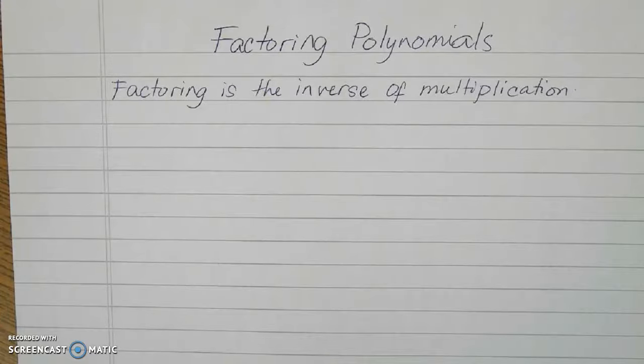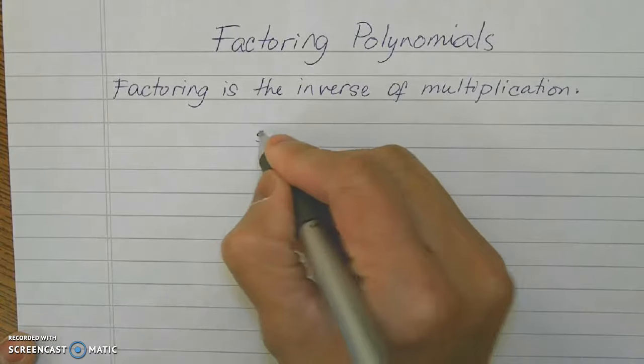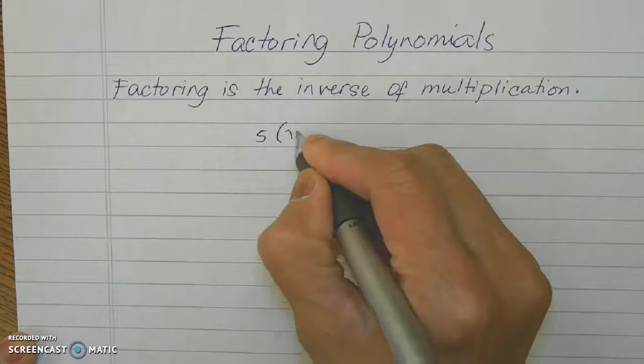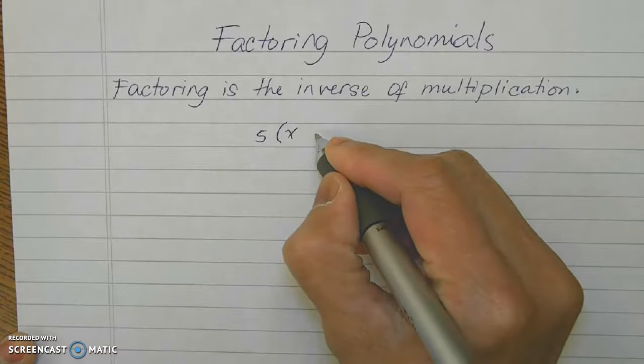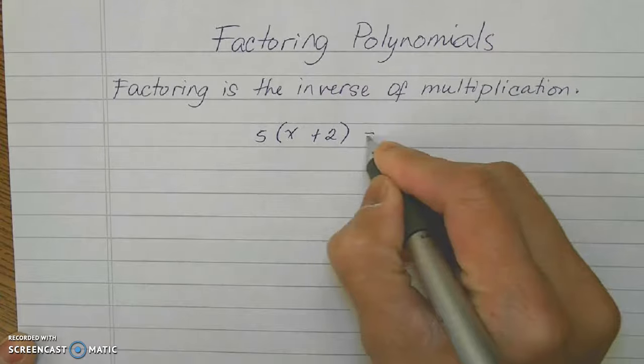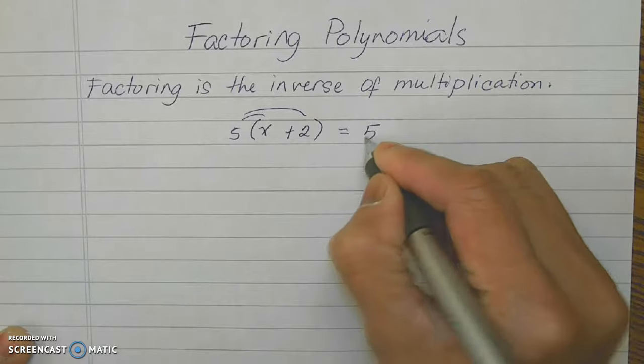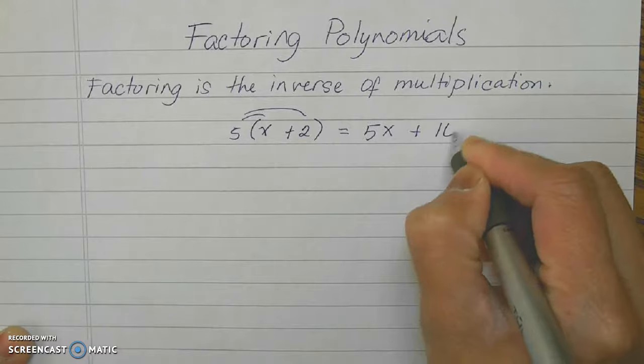Today we're going to learn about factoring polynomials. Well, factoring is the inverse of multiplication. So let's have an example of how we multiply. So let's have 5 parentheses x plus 2. And we all know that we need to distribute that. And so it's 5x plus 10.